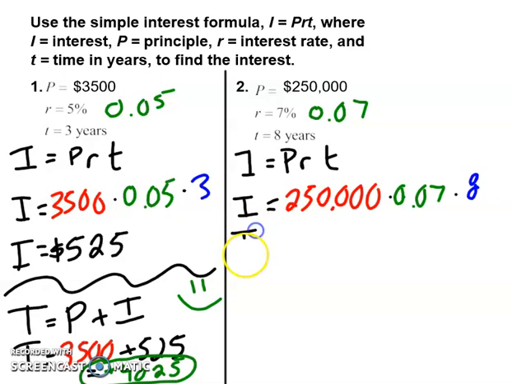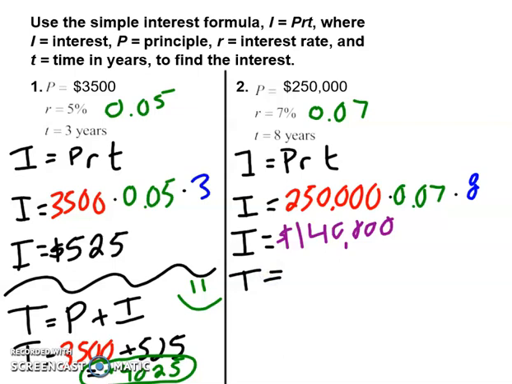Take out your calculator and multiply it all together. 250,000 times 0.07 times 8. Double check before you hit enter, and you get a whopping total of 140,000. So that means in 8 years, without doing anything to your money, guess what? You earned $140,000. So if you want to find the total amount, again, it's going to be the principal plus your interest.